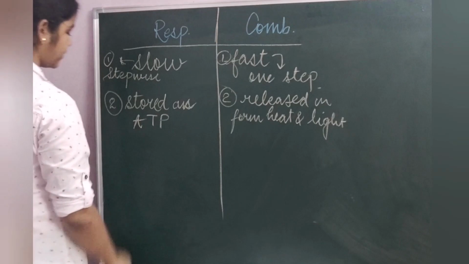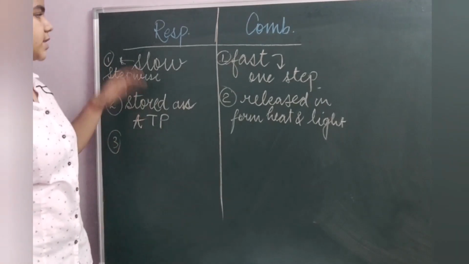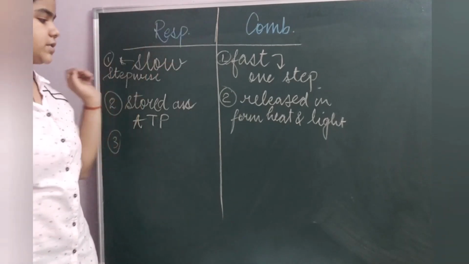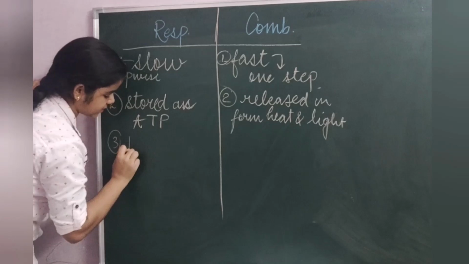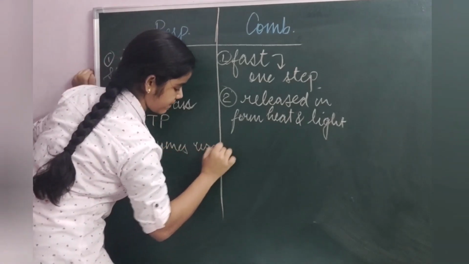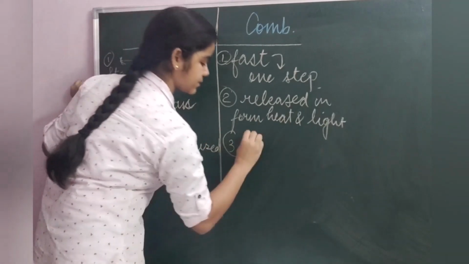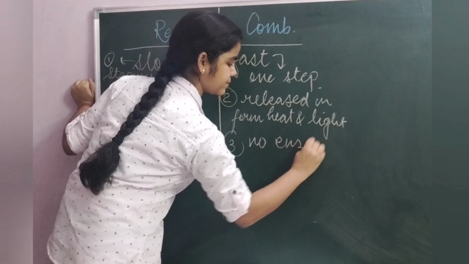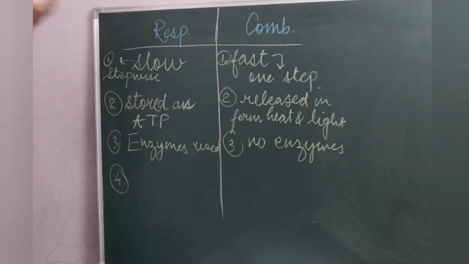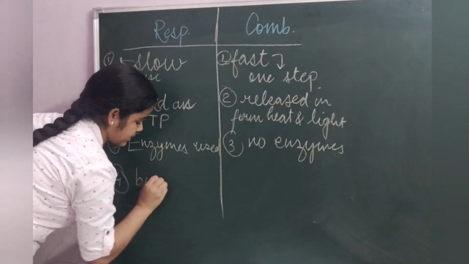Alright, now third difference, enzymes. What do you think? Enzymes are used in respiration or they are used in combustion? Enzymes are actually used in respiration, and in combustion enzymes are not used. Is light released in this? No, it is not. So it is a biochemical process.